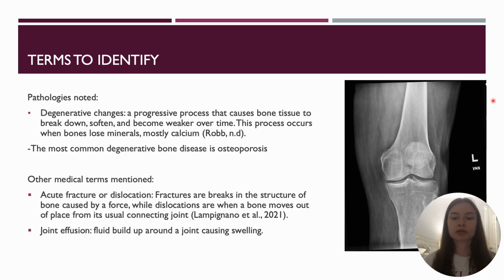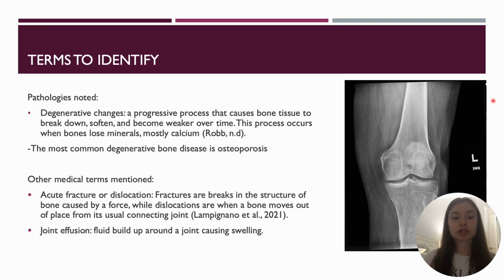And then here I have terms to identify, so although there wasn't an actual pathology noted in the report, I did write down degenerative changes, which is a progressive process that causes bone tissue to break down, soften, and become weaker over time. This process occurs when bones lose minerals, especially calcium. And then the most common degenerative bone disease is osteoporosis.